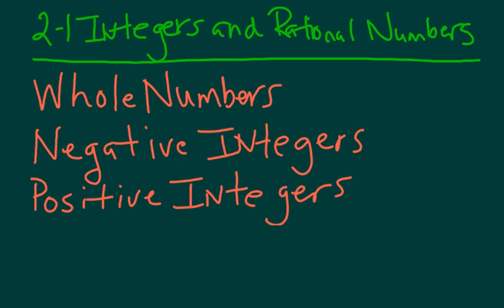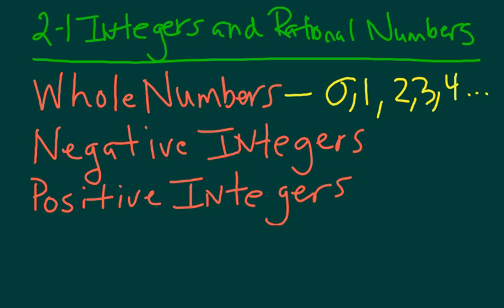2-1, integers and rational numbers. First, let's talk about numbers we've always used for a while now. Whole numbers. Whole numbers start with 0 and go up. 0, 1, 2, 3, 4, so on and so forth.